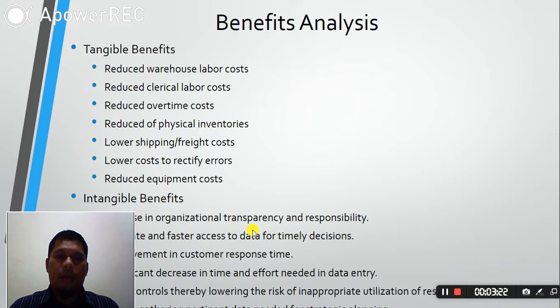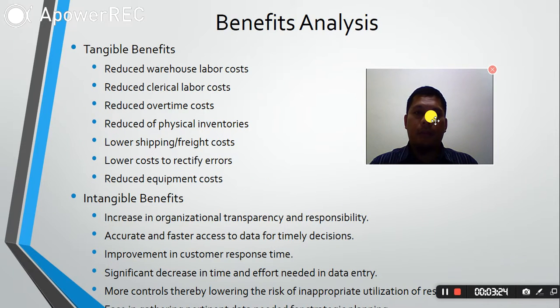Alright, so these are all the benefits that we can have throughout the system. I'm not going to go one by one. You can see a lot of benefits to justify the cost that we're going to invest in this project.